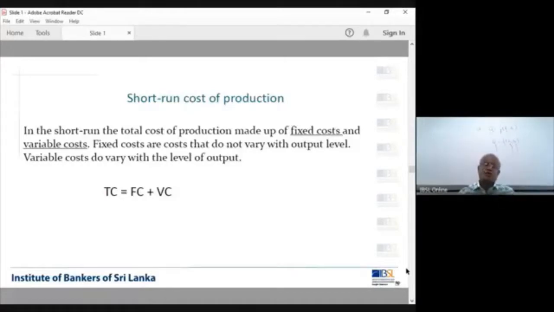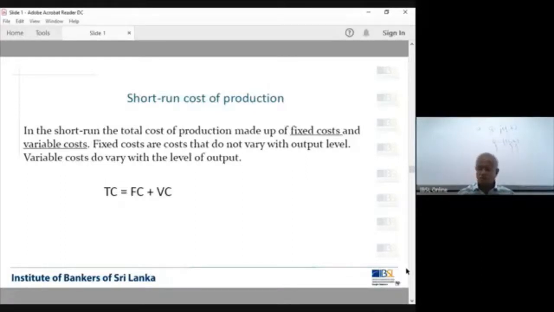Fixed costs are costs that do not vary with the output level. Underline that: do not vary with the output level. Whether you produce 100 units, 200 units, 300 units, fixed cost is fixed. It doesn't change. Variable costs do vary with the output level. Whether 10 units, 20 units, 30 units, 100 units, variable cost varies. But fixed cost is fixed. So therefore, total cost equals FC, fixed cost, plus VC, the variable cost.